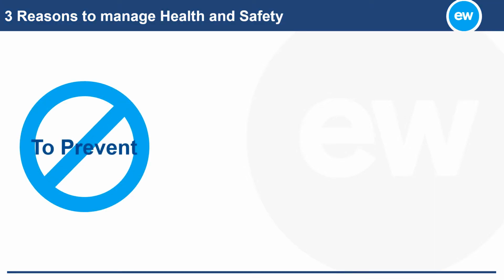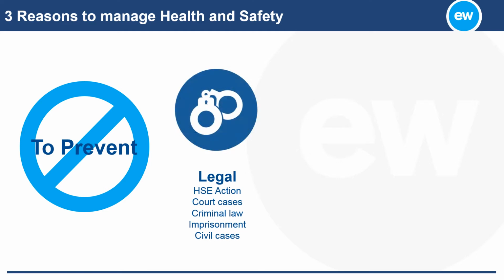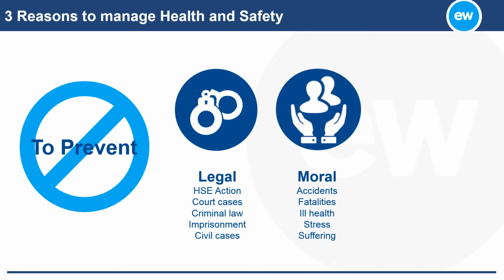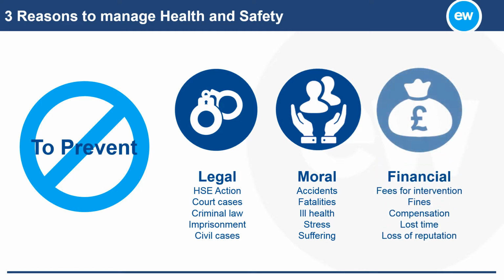There are three main reasons to manage health and safety. These are from a legal point of view, a moral point of view, and a financial point of view. And the costs of failing to manage these three areas are as follows. From a legal point of view, this could result in HSE action, court cases, potential criminal law, and potential imprisonment. From a moral point of view, it is very important, obviously, to avoid accidents, fatalities, ill health, stress, and suffering. And finally, from a financial point of view, it is important to manage this issue to avoid any fines, compensation, loss of time, or loss of reputation.